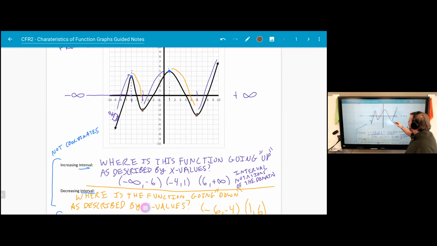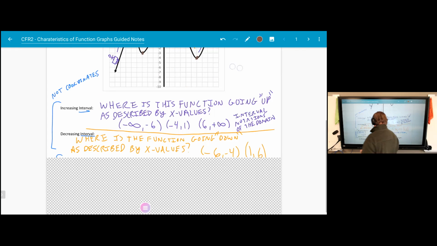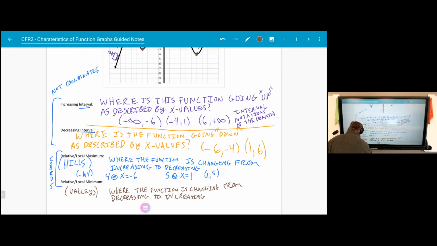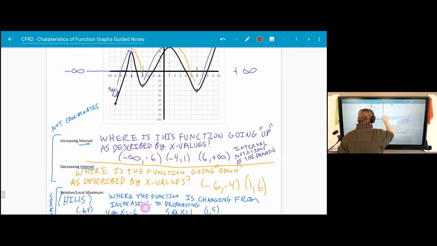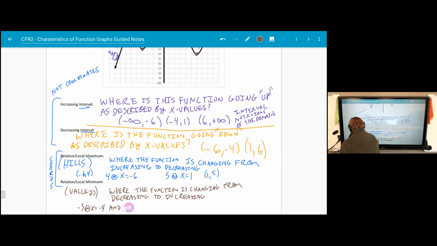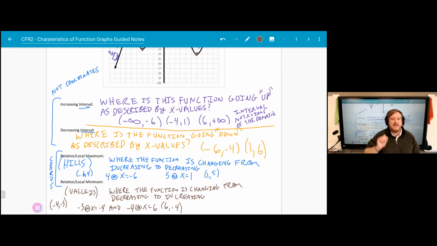So my valleys are a value of -3 at x equals -4, and we have a second value in here, -4 at x equals 6. And again, you could write these as coordinates, just don't get them confused with the intervals and interval notation. You could have written this as -4, -3, and this one as 6, -4. All right, that is the first part.